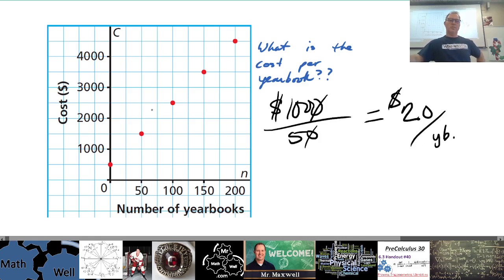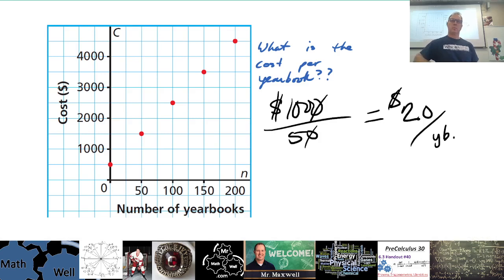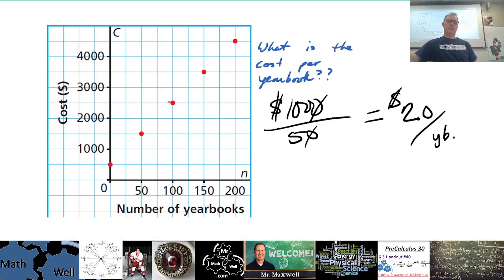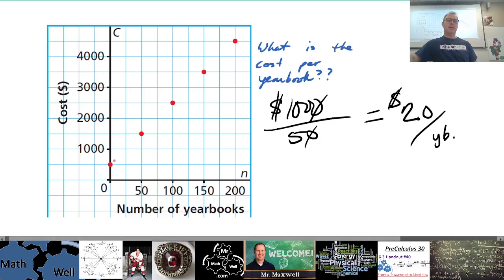So does it make sense to connect these points? Maybe not, because you can't have 0.5 of a yearbook. You could cut the book in half, okay, but a solid line would have to contain every number in between 0 and 50, even like 13.772, so that doesn't really make sense. So maybe not connected, because you can't have a fraction of a yearbook that you would sell.